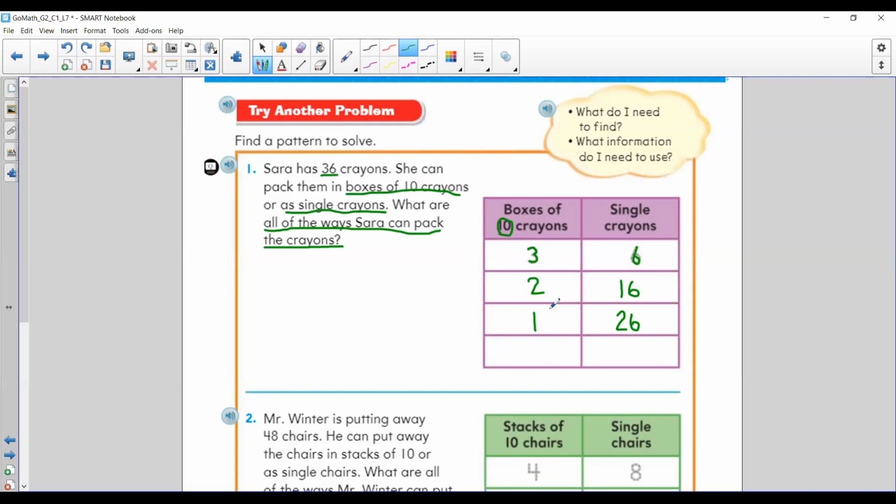So 3, 2, 1. Do you see a pattern? 3, 2, 1, 0. And if we add 10 to the 26, see there's a 1, there's a 2, and the 6 stays in the 1s. So we have a 3, 36. So she could pack 36 single crayons with no boxes of 10.